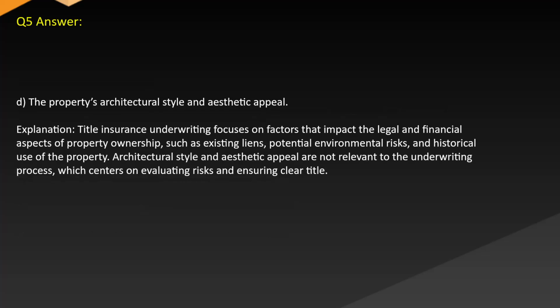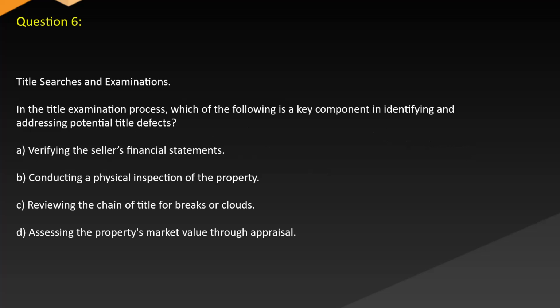Answer: D. The property's architectural style and aesthetic appeal. Explanation: title insurance underwriting focuses on factors that impact the legal and financial aspects of property ownership, such as existing liens, potential environmental risks, and historical use of the property. Architectural style and aesthetic appeal are not relevant to the underwriting process, which centers on evaluating risks and ensuring clear title.